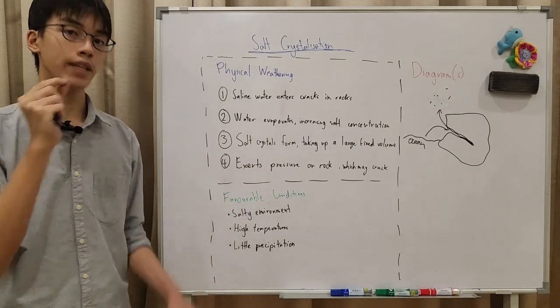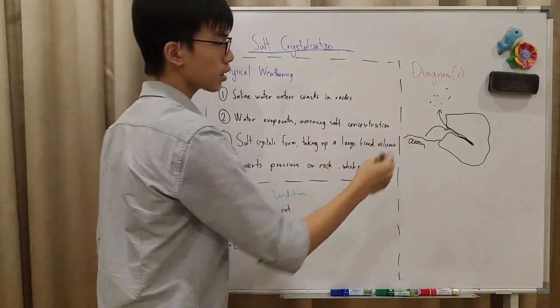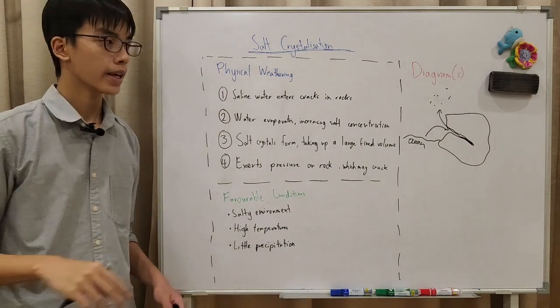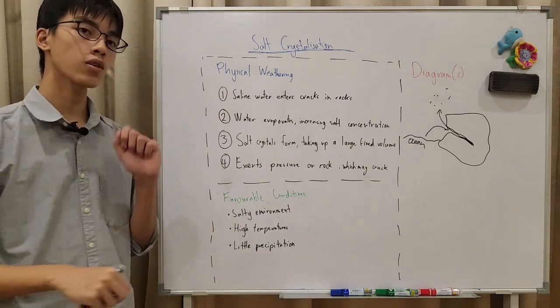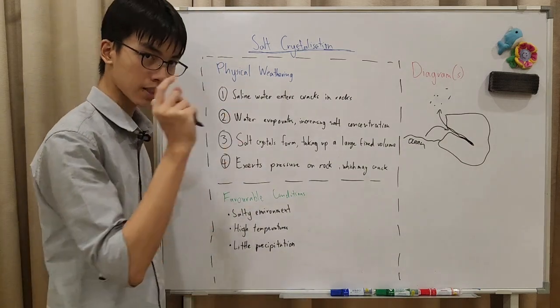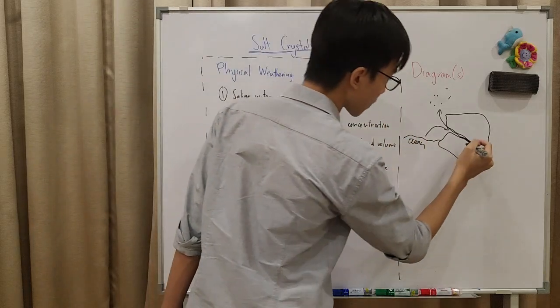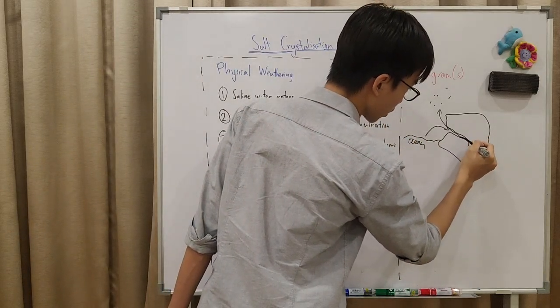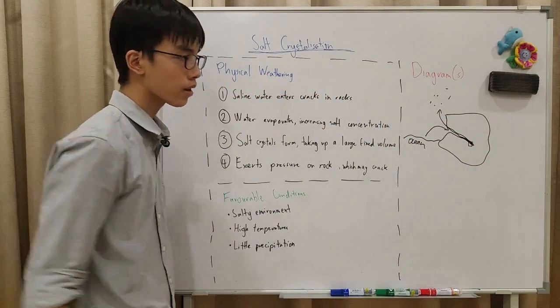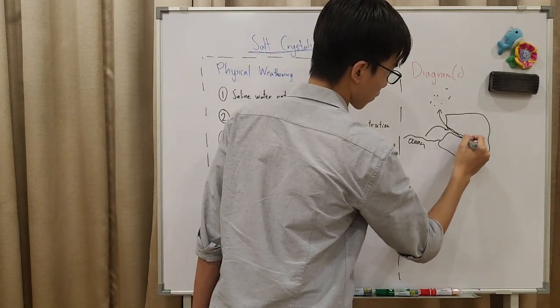a large fixed volume. So as you can see here, the water is quite fluid and it can maneuver through all the cracks, but salt, it doesn't do that. It takes up a fixed volume in space. So it kind of expands like this. You can draw like a big square or something. You can draw multiple if you want.